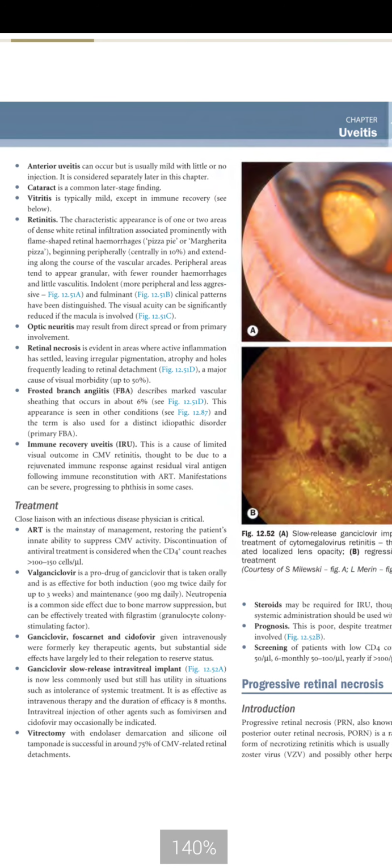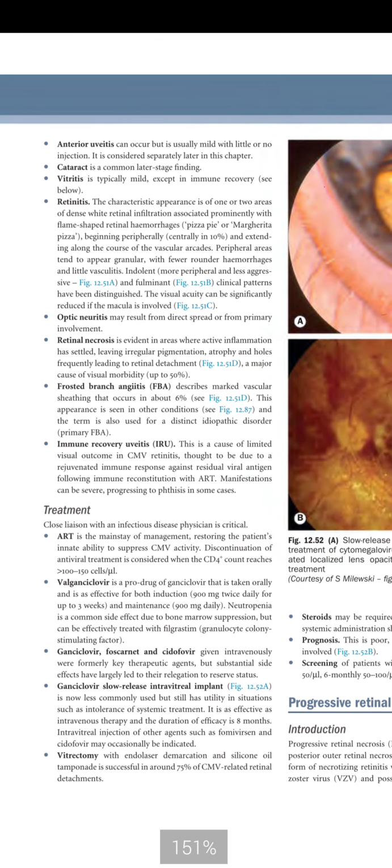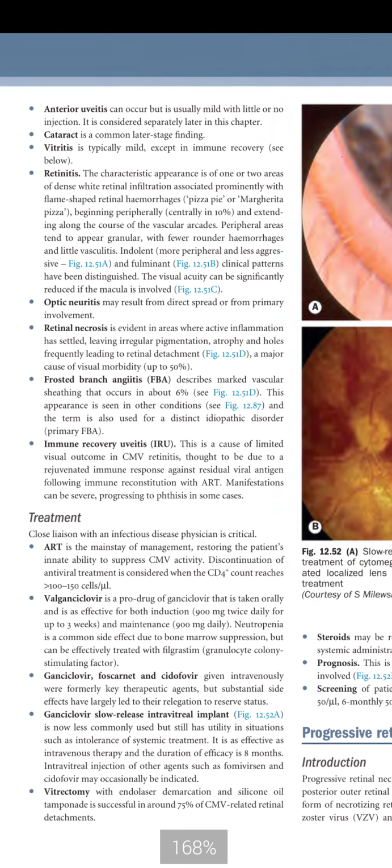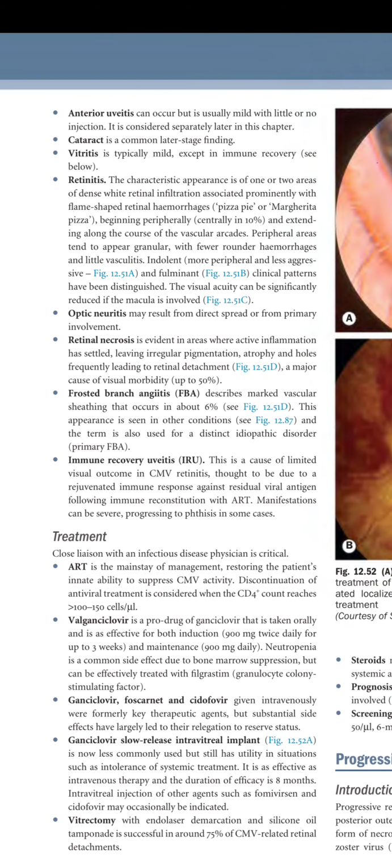Anterior uveitis can occur but is usually mild with little or no injection. It is considered separately later in this chapter. Cataract is a common later stage finding. Vitritis is typically mild except in immune recovery. Retinitis: the characteristic appearance is one or two areas of intense white retinal infiltration associated prominently with flame-shaped hemorrhage, pizza pie or margarita pizza, beginning peripherally, centrally in 10%, and extending along the course of a vascular arcade.